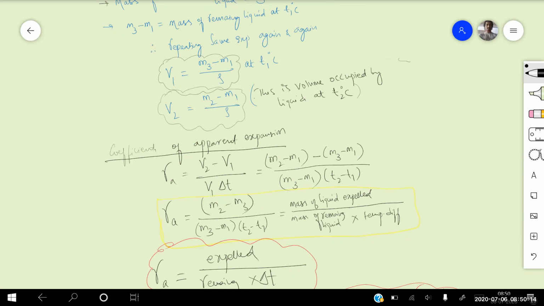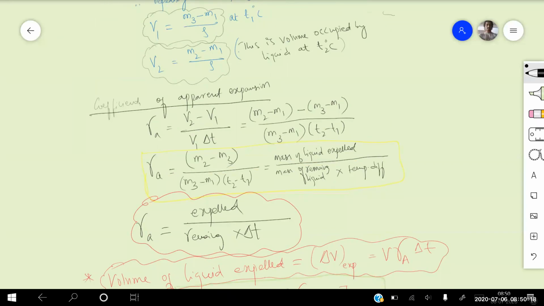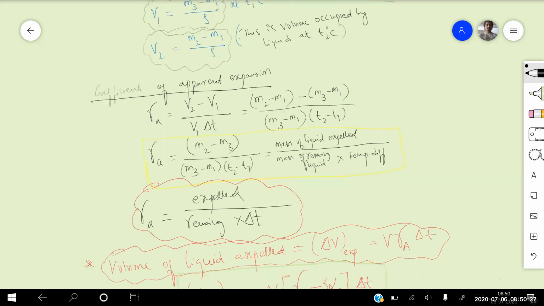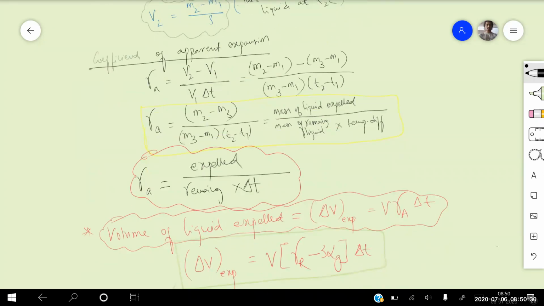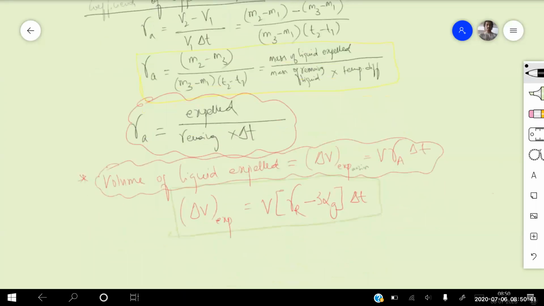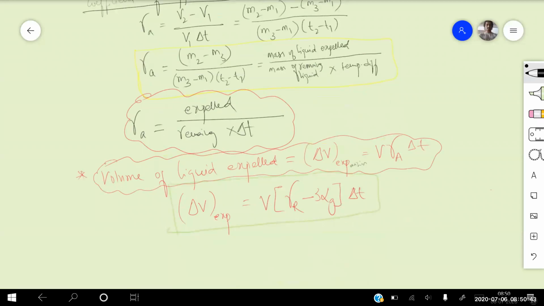I got the value of V2 and the value of V1. Substitute and simplify, and we get gamma A is equal to M2 minus M1 by M3 minus M1 into T2 minus T1. That is the mass of liquid expelled divided by the mass of remaining liquid into the temperature difference. So gamma A is equal to expelled liquid by remaining into delta T. The volume of the liquid expelled, delta V of expansion, is equal to V into gamma A into delta T. Therefore, delta V of expansion is equal to V into gamma R minus 3 times alpha of glass into delta T.